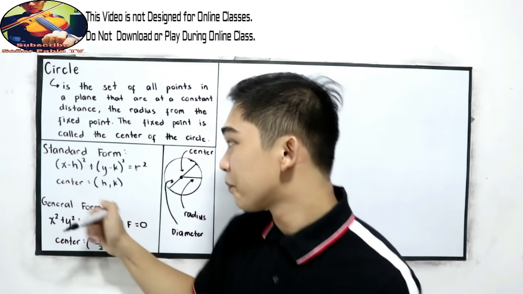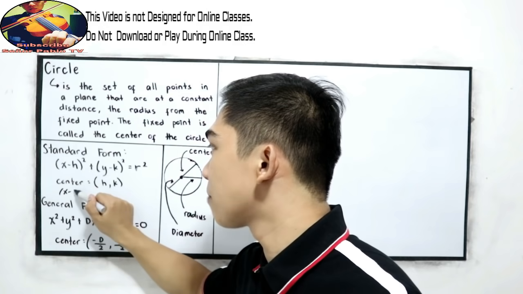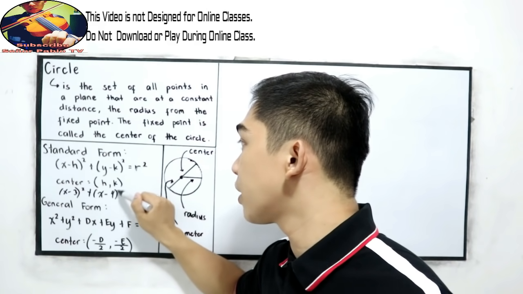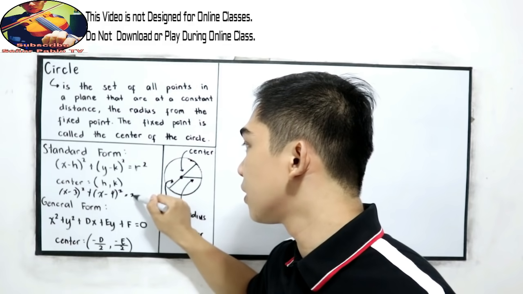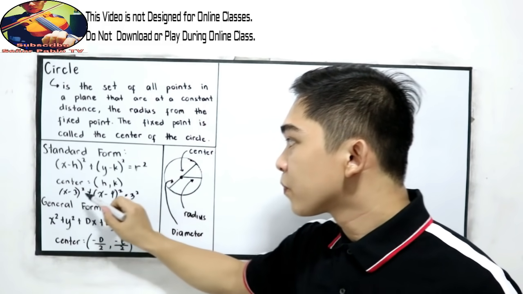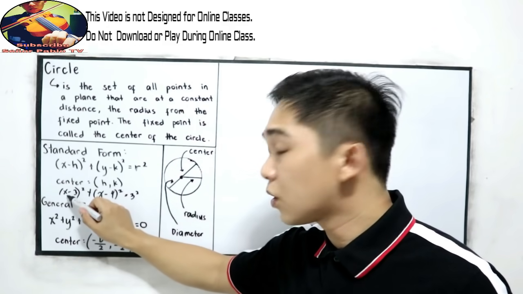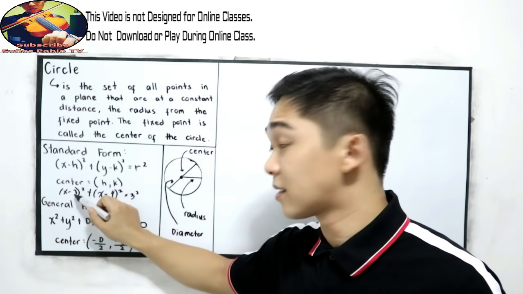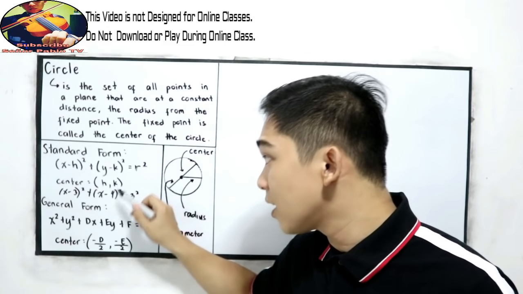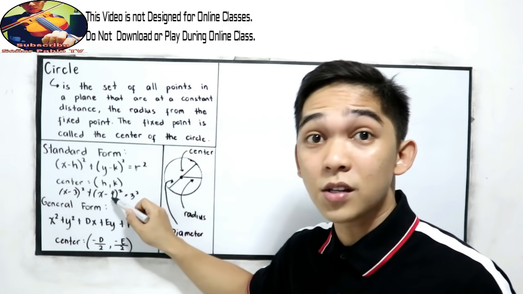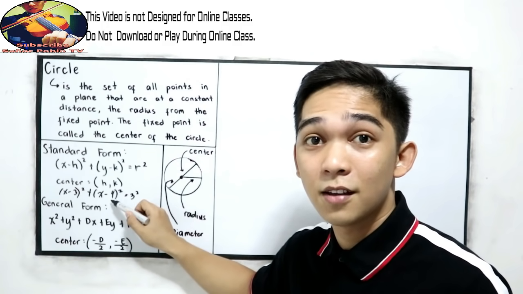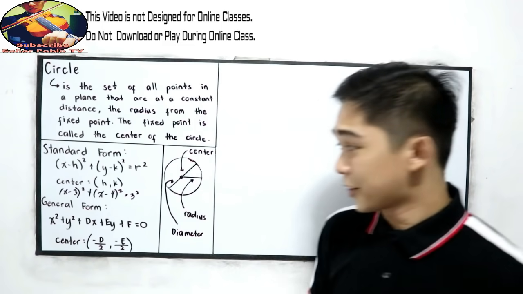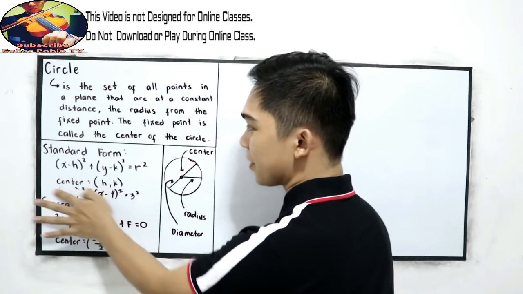Let's say you have x minus 3 squared plus y minus 4 squared is equal to 3 squared. Equate x minus 3 to 0, so your h will be positive 3. And your k, y minus 4 equals 0, k will be positive 4. So let us discuss one by one later to better understand.